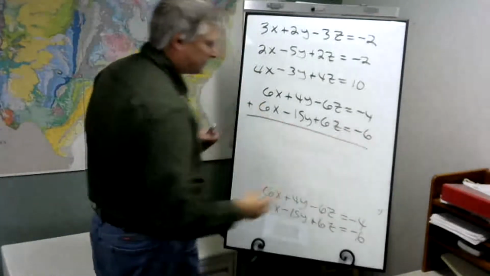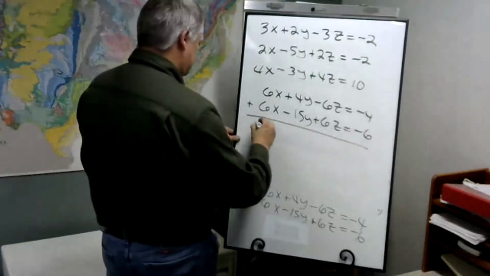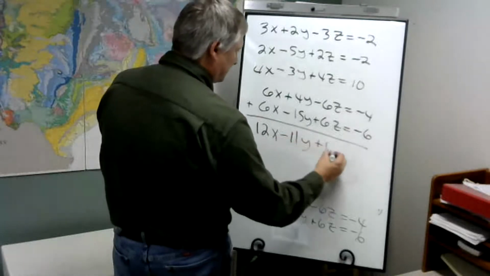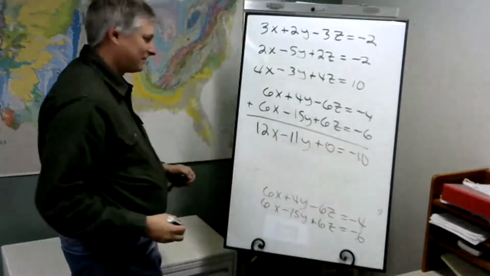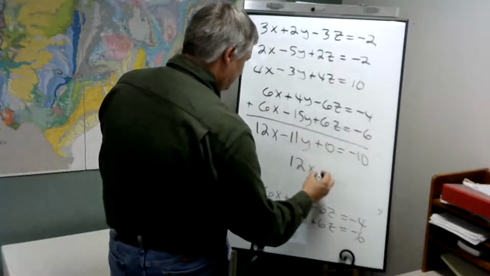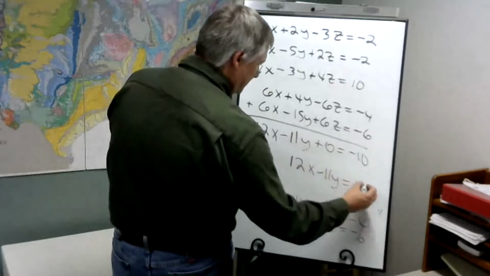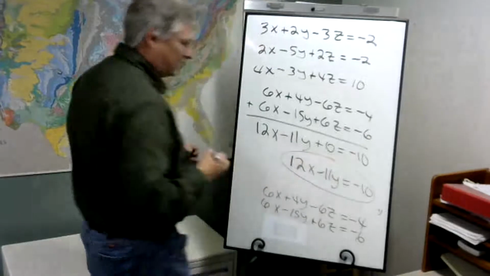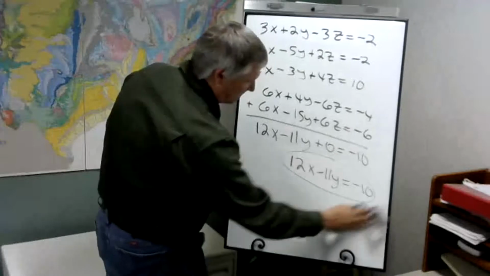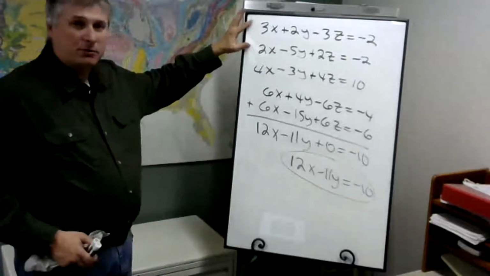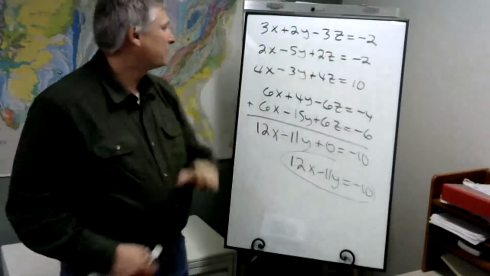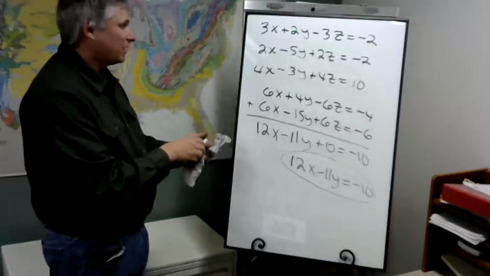And if we add these together, this is what we're going to get. 12x minus 11y plus 0 is negative 10. Or 12x minus 11y is negative 10. So that's our first equation with just x and y. And we got that by combining these two equations by multiplying this one through by 2 and this one through by 3. So we're going to put this one off to the side.